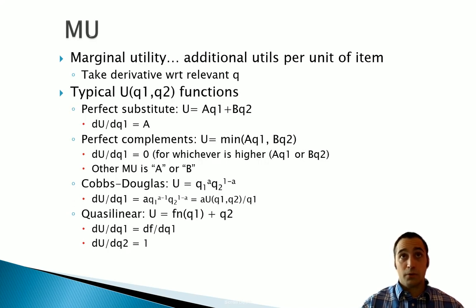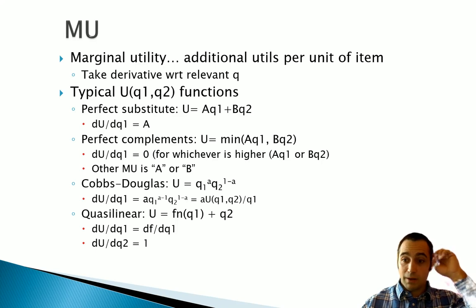All right, so first off, if we take du dq1, you'll note that bq2 dq1 is 0, right? There's no q1 terms here, those go away. If I take d of aq1 dq1, that's just going to be a. Similarly, for q2, we would just have b. Perfect complements. So when you try to take derivatives here, you're going to run into a bit of trouble.